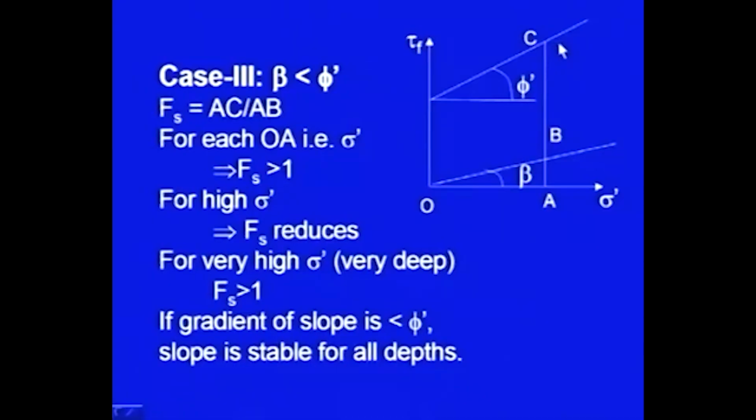But because they are not parallel to each other, we cannot say what happens at very large value, but one thing is sure that whatever value you may take for sigma dash, it may be a very large value, but this factor of safety is always going to remain more than 1. So, the conclusion is if the gradient of the slope is less than phi dash, then slope is stable for all depths. So, for all depths it will remain stable.